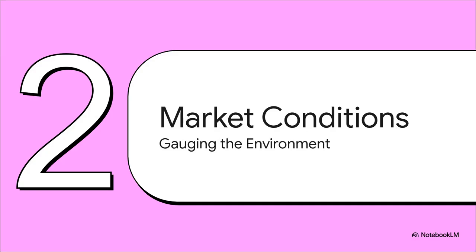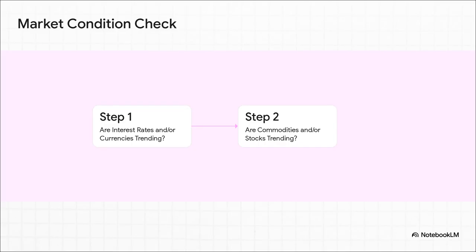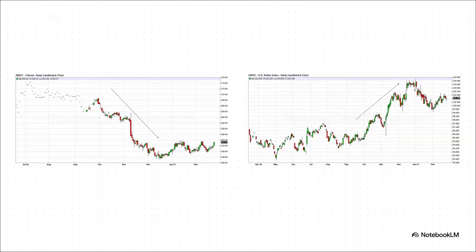Okay, so once we've confirmed we have that seasonal wind at our back, the next step is to zoom out a bit and gauge the overall market conditions. We need to see if the environment is even right for a big, sweeping swing move. And ICT breaks this down into a really simple two-part check. First, are interest rates and/or currencies trending? And second, are commodities and/or stocks trending? That's it.